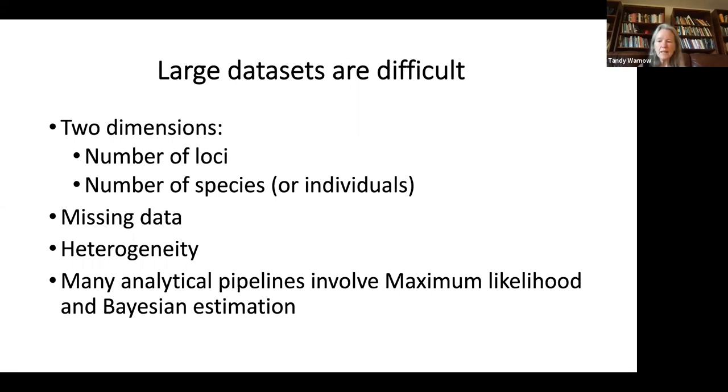Many of the most accurate approaches are based upon likelihood, either maximum likelihood or Bayesian MCMC. When you're based upon maximum likelihood, you have NP-hard optimization. When you're trying to do a Bayesian MCMC, you have to wait for it to converge. These are just very computationally intensive approaches. So large data sets are difficult for computational reasons. They're also difficult because of the heterogeneity, which requires much more complex modeling.